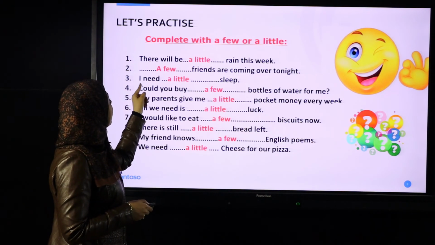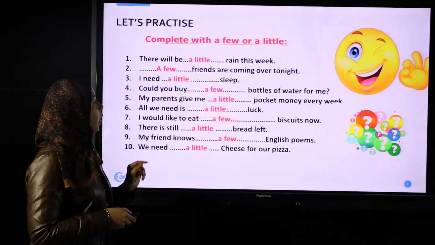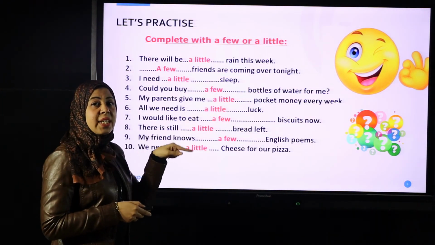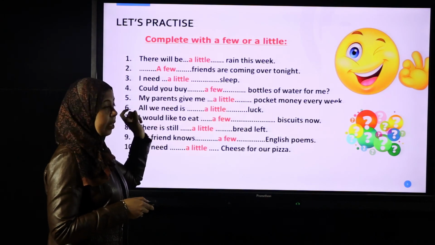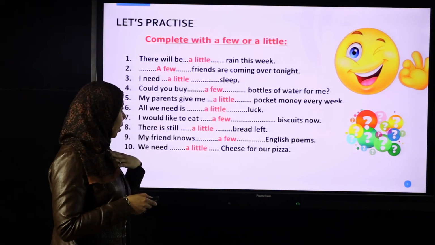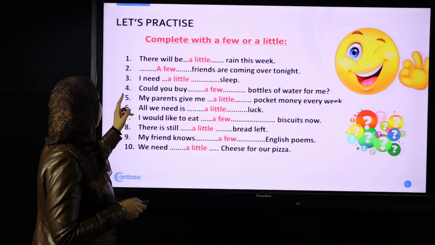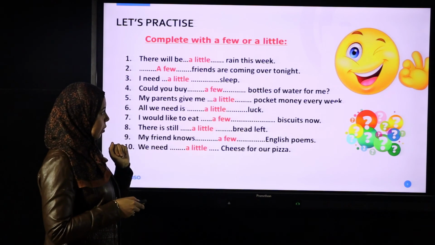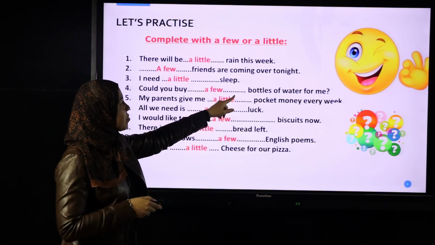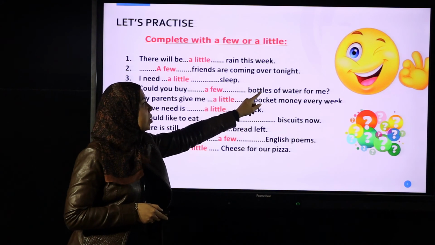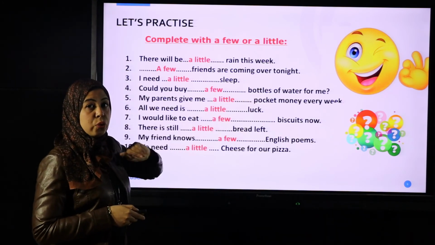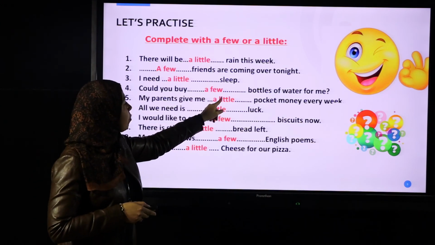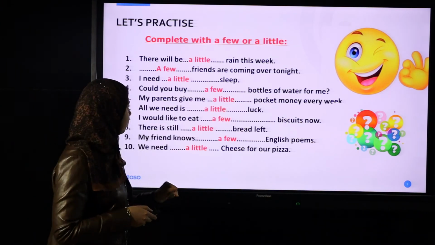Number three, I need a little sleep. I used a little with sleep because I cannot count sleep. So we used a little. It means not much sleep, but it's enough. Number four, could you buy a few bottles of water for me? This example is really good because it mentions bottles of water. Can we count the bottles of water? Yes, actually we can. So we used a few with it because bottles are countable.